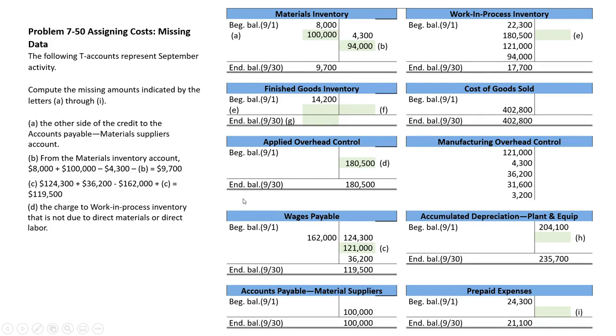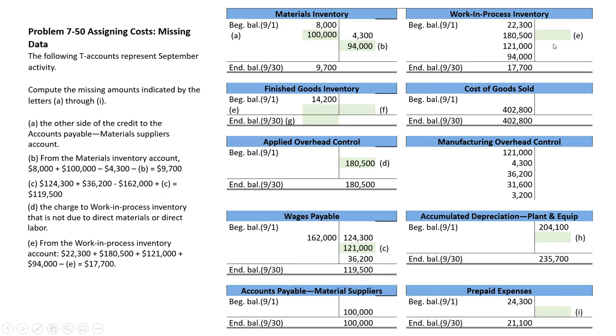The next thing I'm going to shift to is going to be E. And I see E in two places. I'm going to start up here in my work in process inventory. And again, I can go through the amounts that I already know. Work in process inventory is an asset. It has a normal debit balance. The beginning balance was $22,300. Add in the $180,500 overhead applied. Add in the $121,000 of direct labor. Add in the $94,000 of direct material.